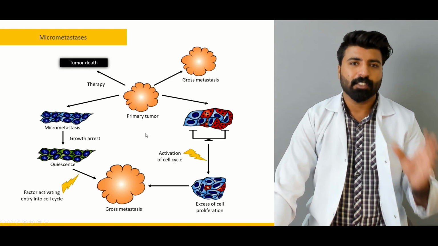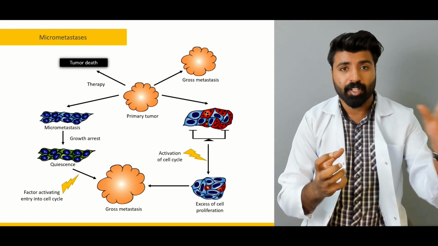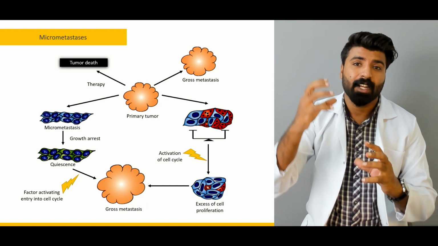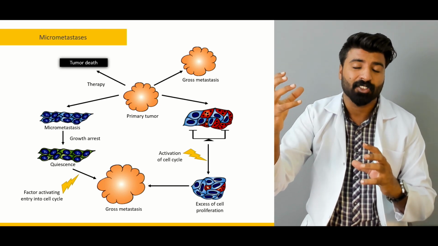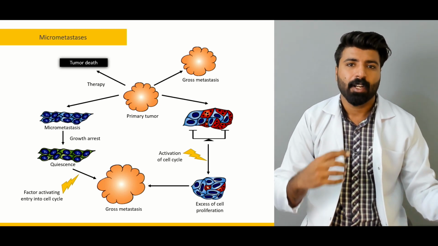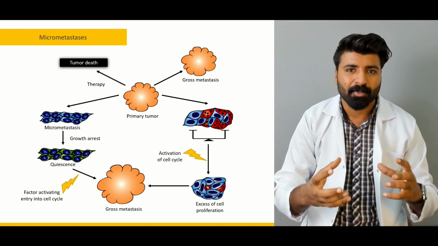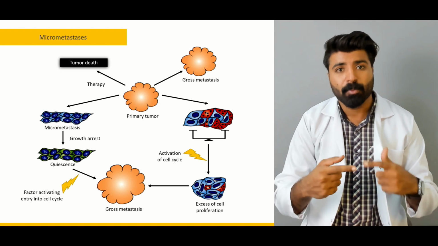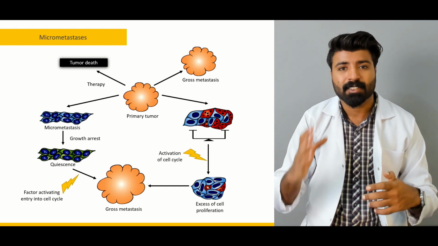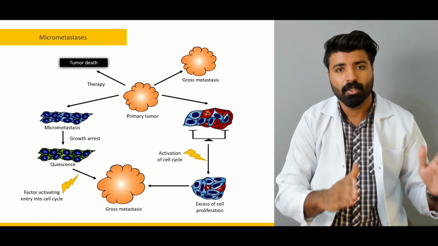Now this excess of cell proliferation may lead to this kind of gross metastasis. So what we learned is that there was a primary tumor. If it was diagnosed early, it was treated. If it was not diagnosed early, it's going to metastasize and go to the distant place, and gross metastasization happened. Okay, if it was micrometastasization, what happened? It went through quiescence, it increased in size, it replicated, and then it's gross metastasis now. But if the primary tumor is increasing in size and the cell cycle has been activated there, that will lead to excessive cell proliferation, and that will lead to gross metastasis. That primary tumor will lead to gross metastasis.